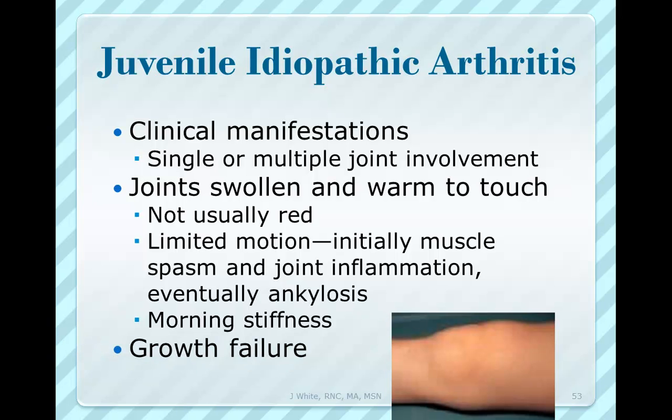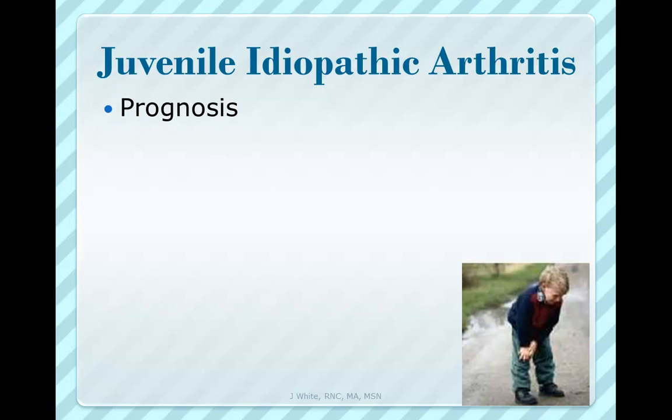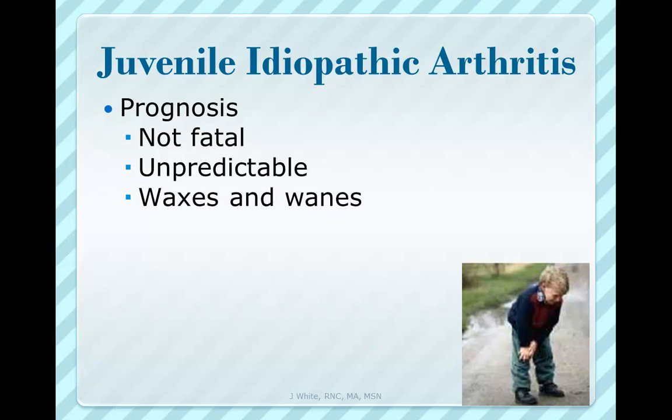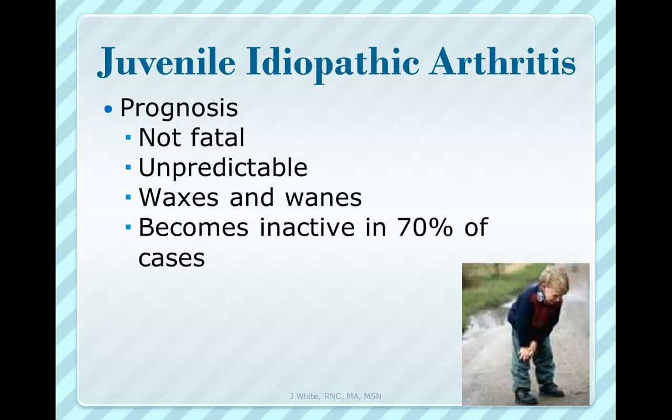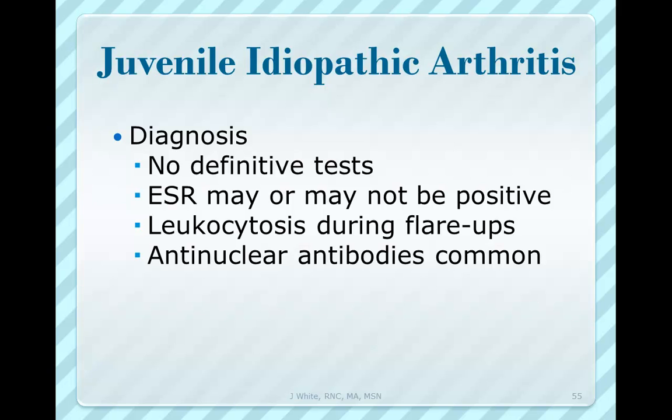The other big issue is growth failure. Think about Webster and how small he was. He was much older than he appeared because of his growth failure. Prognosis: it is not a fatal disease. It is unpredictable. It tends to wax and wane. That means it gets better and then it gets worse. It becomes inactive in most of the cases.